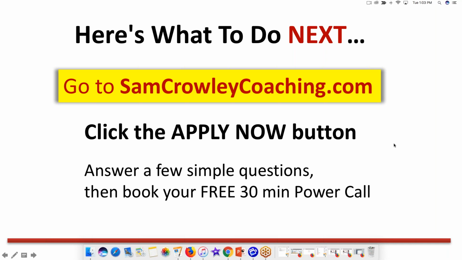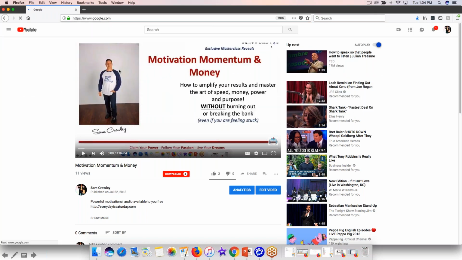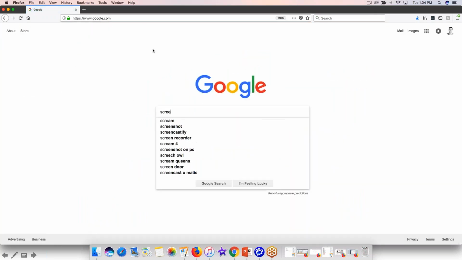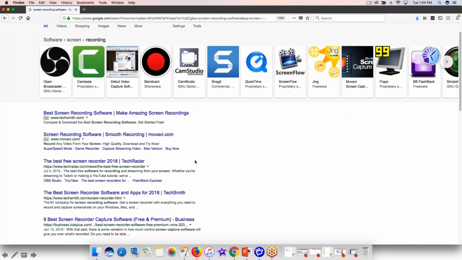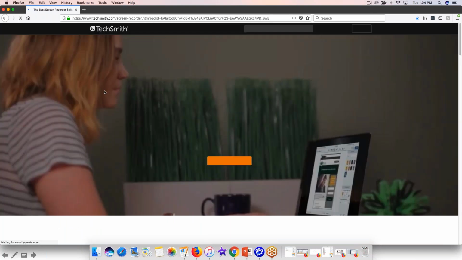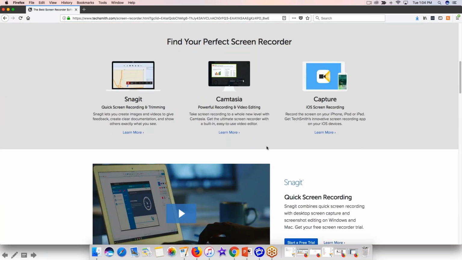What I used to do is use ScreenFlow. Let me just go to Google. You need screen recording software that's going to record your screen. You can choose any of these, and there might even be some that are free. This one here, TechSmith, I think they create Camtasia, which also records for Mac. So you can do this.